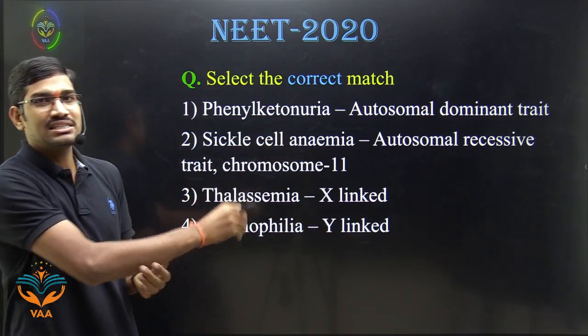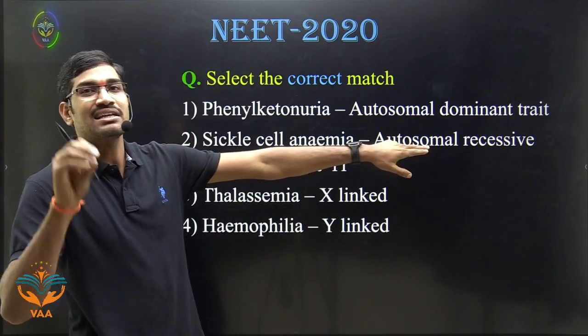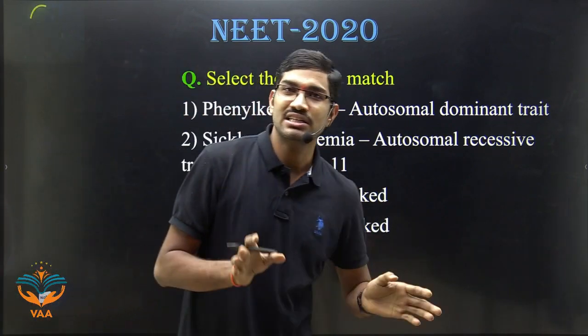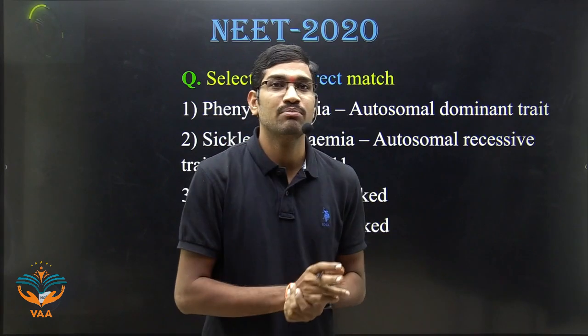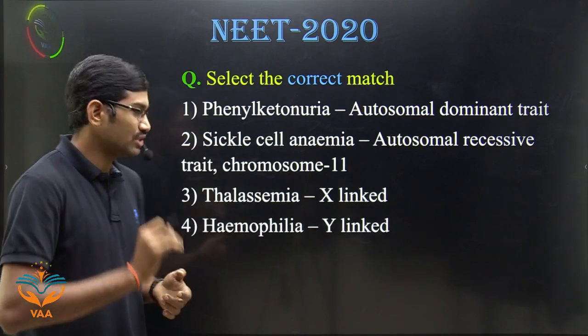The beta chain gene is present on chromosome number 11, and under the recessive condition, the homozygous recessive condition will cause sickle cell anemia. Yes or no? And it is also lethal. So that's why sickle cell anemia is also an example of a recessive lethal condition. Anyhow, those are some other points that you need to remember.